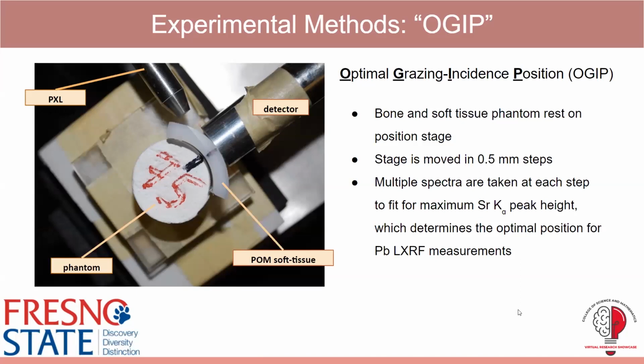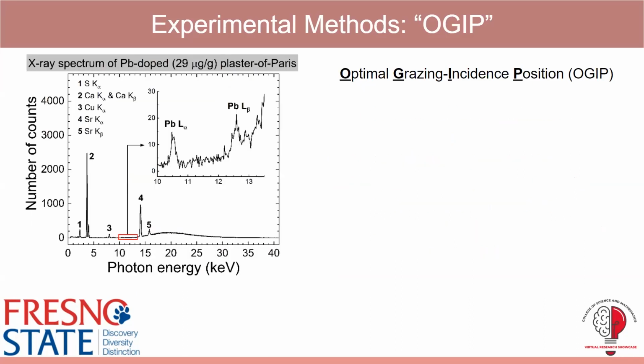And so this is a picture of what it looks like in real life. This phantom represents the 75 ppm lead doped bone phantom with a POM, or polyoxymethylene, soft tissue phantom. Here's an example of what the spectrum might look like for this. As you can see, the strontium lines, which are number 1, 4, 5, are a little bit higher than our lead lines down here, which are in this tiny red box and blown up in the upper right-hand corner. So that's why we use them to figure out the best position.